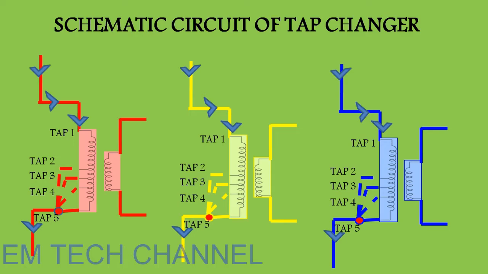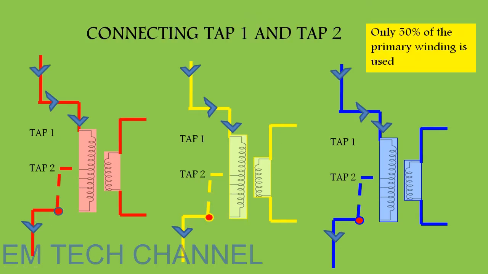Here we have tap 1 as the topmost and tap 5 as the bottommost, and there are 3 taps, tap 2, tap 3, tap 4, in all 3 phases. For example, now I am connecting tap 1 and tap 2. You can see that 50% of the turns are excluded. So what will happen? As the number of turns in the primary winding is reduced, the voltage will also definitely be reduced. In this case only 50% of the primary winding is used.